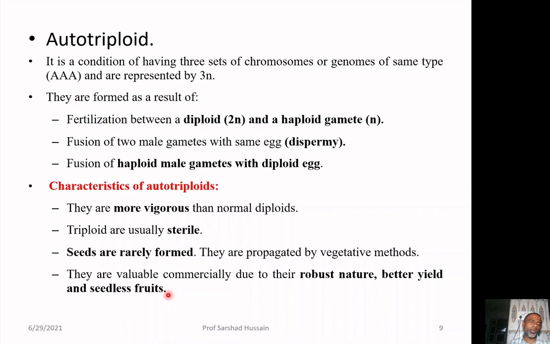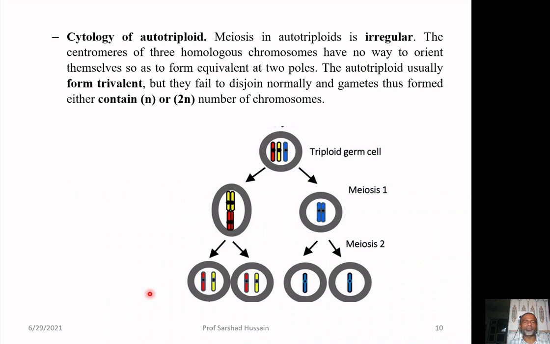If your aim is to get a fruit of high quality, you must go for fruits which have fewer seeds. You will have more to eat from the same fruit which does not have seeds as compared to the fruit which has seeds. So, seedless fruits are again the result of this autotriploid condition.